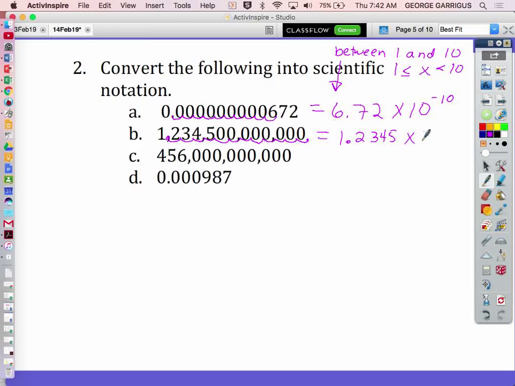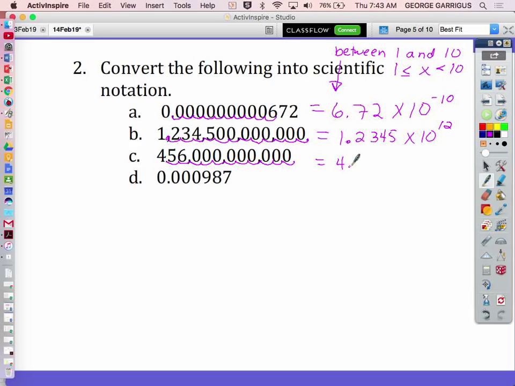1.234 times 10. Oh, I forgot. 3, 6, 9, 12. Positive 12 because it's very large. C is also very large. We're going to move it. 1, 2, 3, 4, 5, 6, 7, 8, 9, 10, 11.